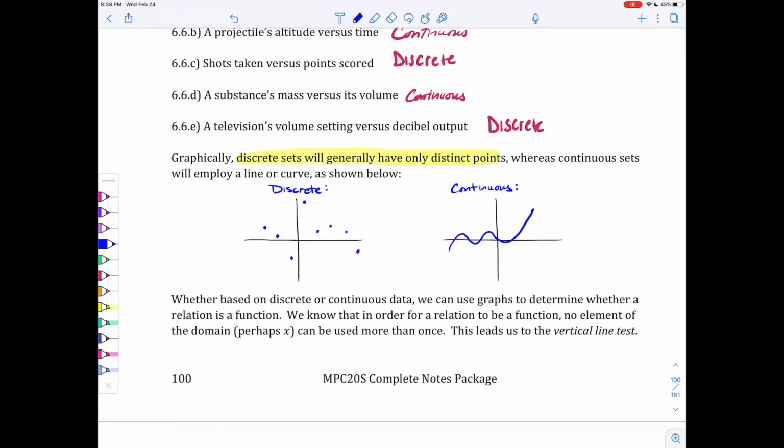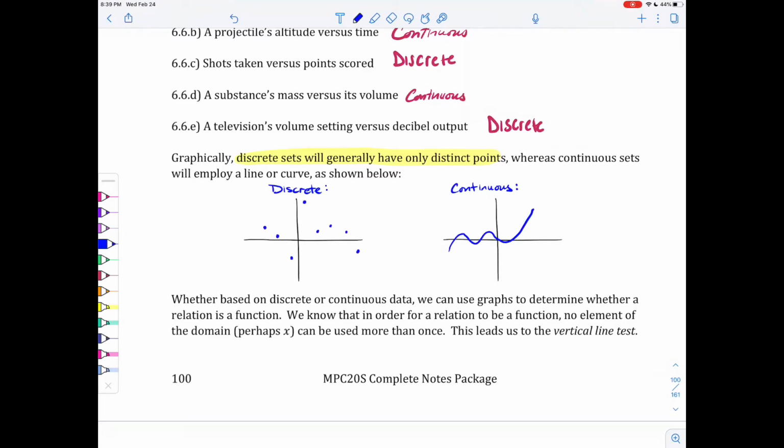Cool. So now what we're going to do is talk about how to tell if a relation shown on a graph is discrete or continuous, but also how to tell if that's a function. In previous lessons, we learned that something is a function if no element in the domain corresponds with more than one element in the range. Well, that sounds nice and all, but how do we put that into practice?